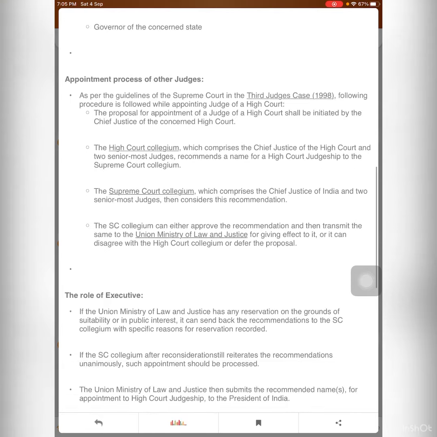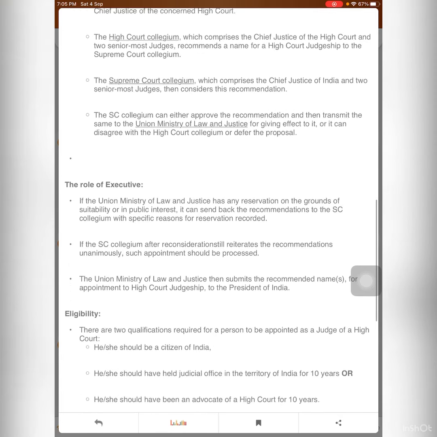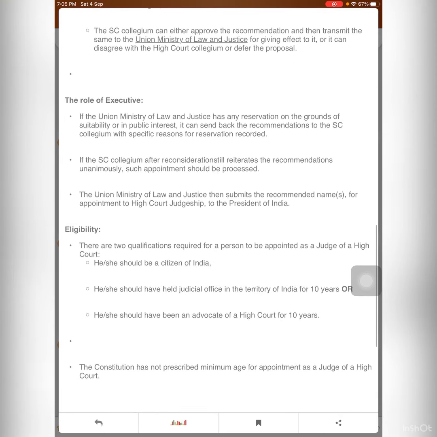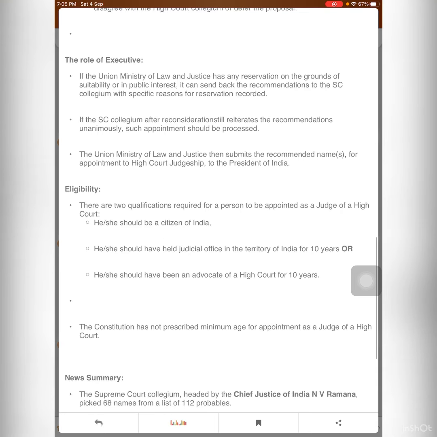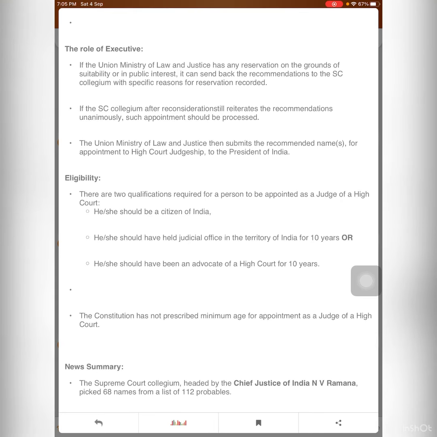The role of the executive. If the Union Ministry of Law and Justice has any reservation on the grounds of suitability or in public interest, it can send back the recommendations to the SC Collegium with specific reasons for reservation recorded. If the SC Collegium, after reconsideration, still reiterates the recommendations unanimously, such appointment should be processed. The Union Ministry of Law and Justice then submits the recommended names for appointment to High Court judgeship to the President of India.